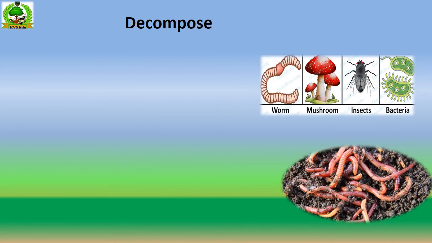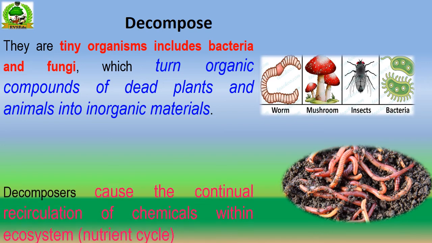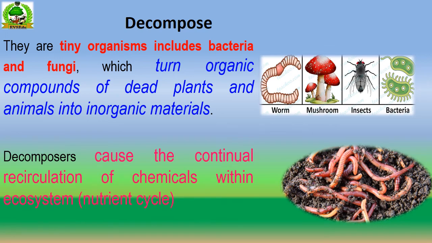Now we will talk about the decomposers. They are tiny organisms, including bacteria, fungi and protozoa, which turn organic compounds of dead plants and animals into inorganic matter, as I have already discussed. Decomposers cause the continual circulation of chemicals within the ecosystem, or within nutrient cycles. Here are a few examples of decomposers: these are some organisms which act as decomposers, and here are worms, which also act as decomposers.